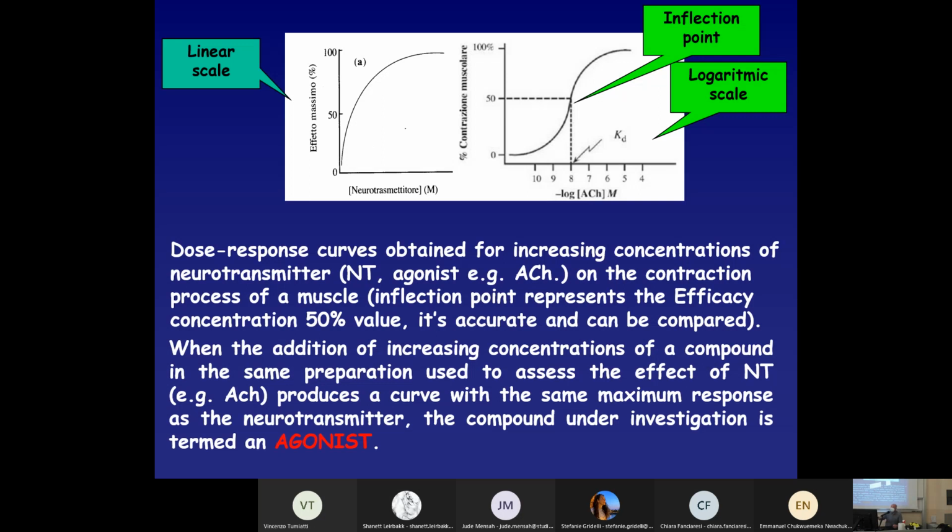So in this case, with this method, I can measure only the potency of agonists, because I measure an effect, I measure an increase in frequency, I measure a contraction of a muscle, I measure a physiological effect, the final effect after receptor activation. Is it clear? Atom? What do you say, Atom?